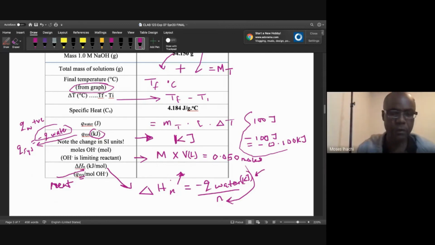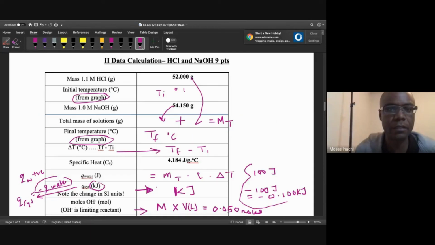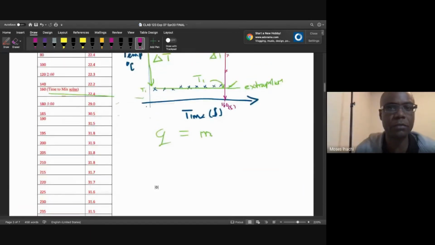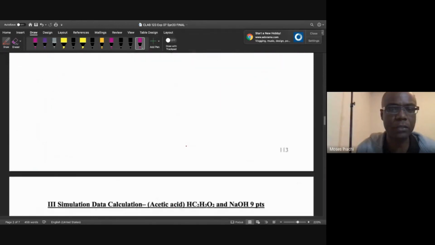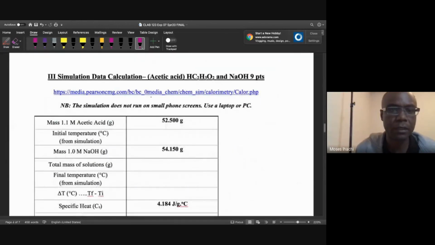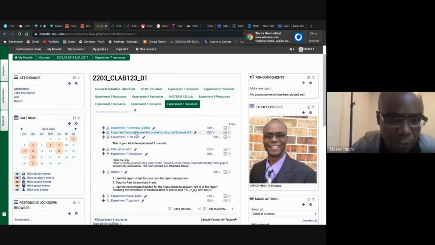All right, so now let's talk about the simulation. This data that we just did goes along with the table, which was used with the graph. So for the next part, I would want you to use simulation. The steps for doing the simulation are on Moodle. So here's your Moodle page.